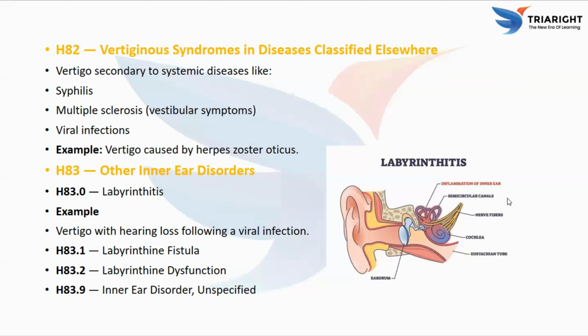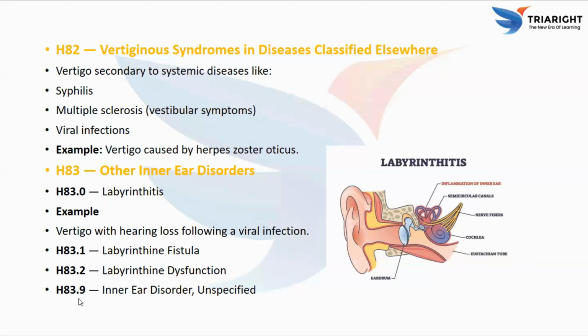On the right side, you can see the picture of labyrinthitis. This diagram shows the inflamed inner ear structures: the semicircular canals, which are responsible for rotational balance, the cochlea, which is responsible for hearing, and the vestibular nerve fibers, inflamed. The eardrum and eustachian tube are shown for orientation. This helps you visualize that labyrinthitis affects both the hearing and balance pathways. So this is about the code H83.0, which is assigned for labyrinthitis.